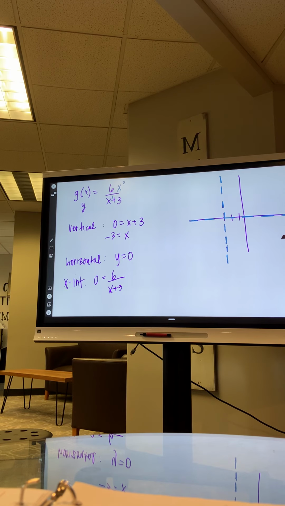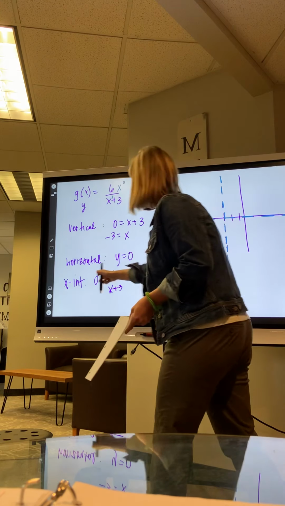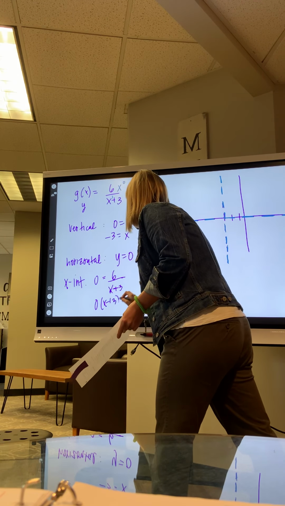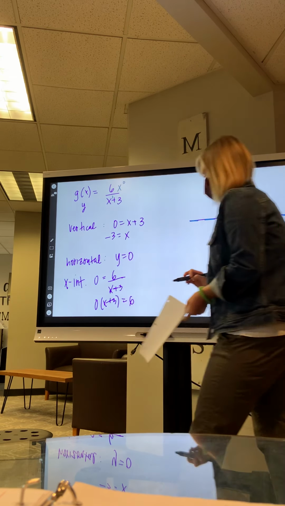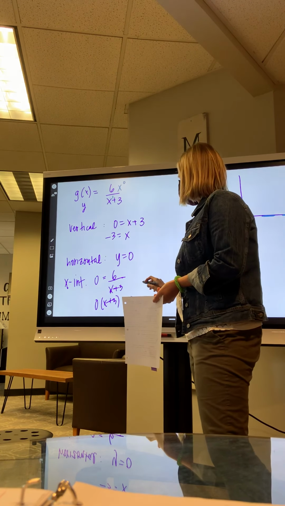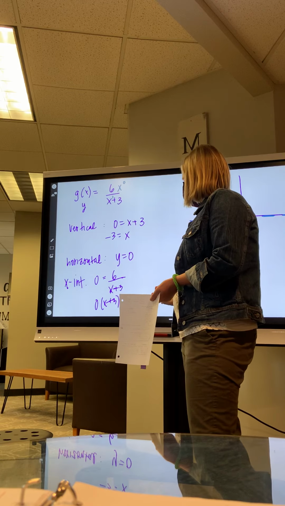Don't you have to solve it? Yeah. So don't you times it by x plus 3? So you multiply this over here. What does that give us? 0 times x plus 3. If you distribute 0, what do you get? You just get 0. So this will never occur. This doesn't exist. So there's no x-intercept.